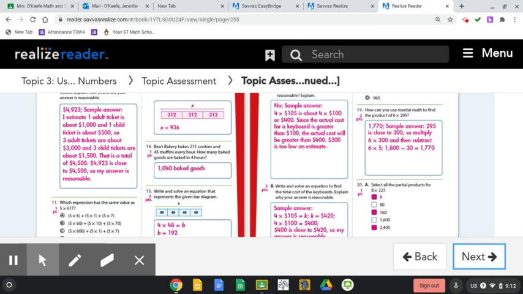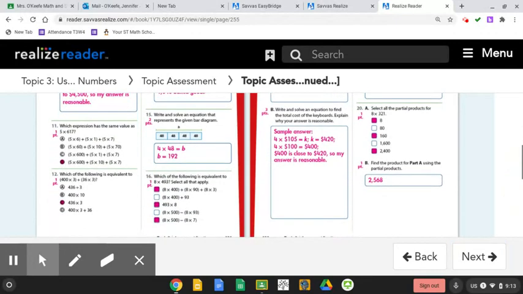I just realized that it didn't play the rest of the review for you. So I'm going to finish up. I know that I ended with part B. So with part B, I know that I talked to you about this problem, but let me just go through it again in case anybody stopped it. It says write and solve an equation to find the total cost of the keyboard and then explain why your answer is reasonable.